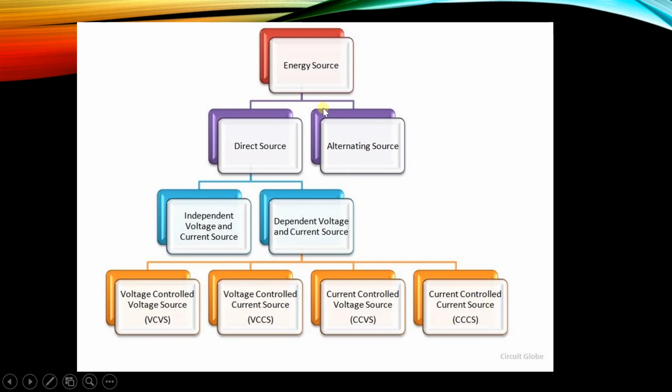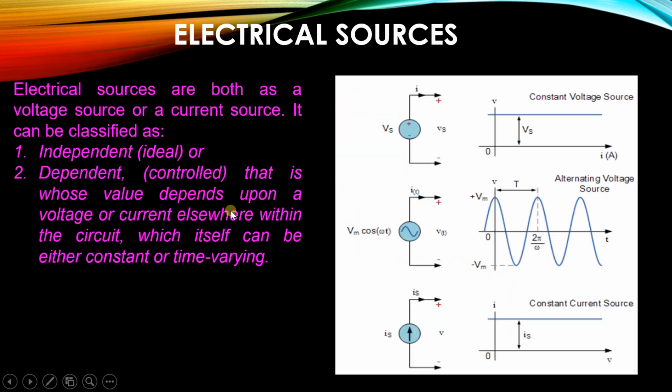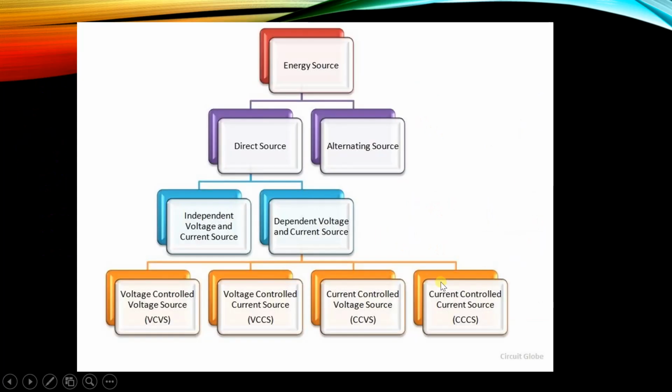This is the flow chart of how we classify the energy sources. Energy sources are classified as direct sources and alternating sources. The direct source is further classified as independent voltage and current sources, and dependent voltage and current sources. Independent voltage and current sources, I will show you examples of these, and dependent voltage and current sources are further divided into four types.